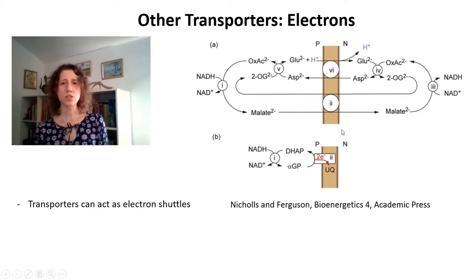A second shuttle system is the malate aspartate system, which is basically a set of reversible reactions and reversible transporters in the inner mitochondrial membrane that concertedly is going to transport 2 electrons from NADH in the cytosol to 2 electrons on NADH in the mitochondrial matrix.